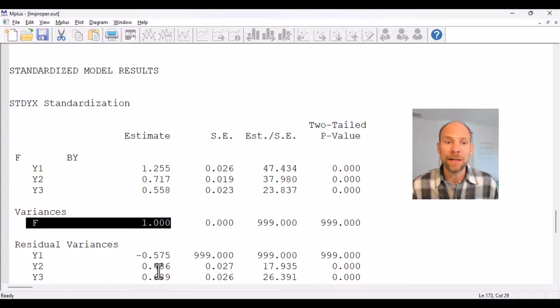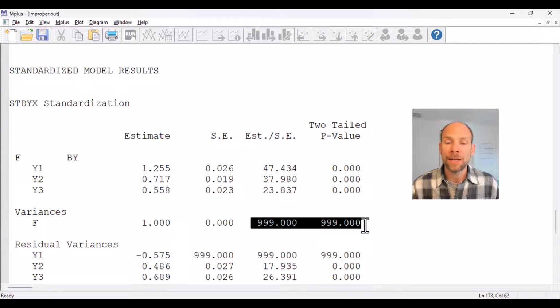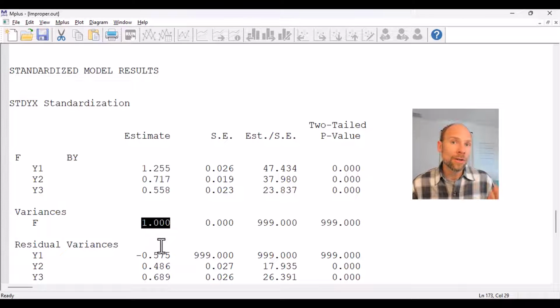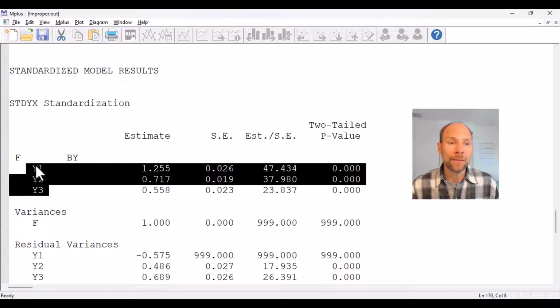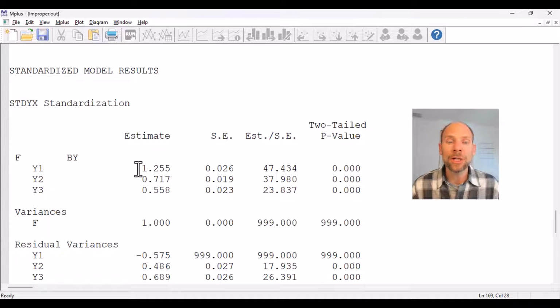As you can see here, the variance is fixed to 1 with no standard error, no test statistic and no p-value, because this is a fixed parameter. And also the observed outcome variables, the Y variables, are standardized here. So all variables are standardized to a variance of 1, and that's why those factor loadings are interpretable as correlations, and therefore in this model they're not allowed to be greater than 1 or smaller than -1.